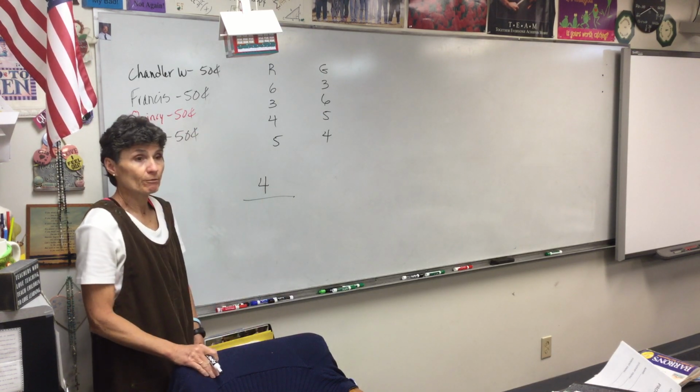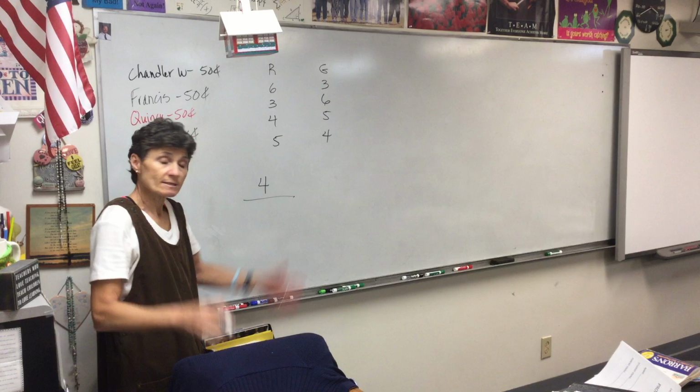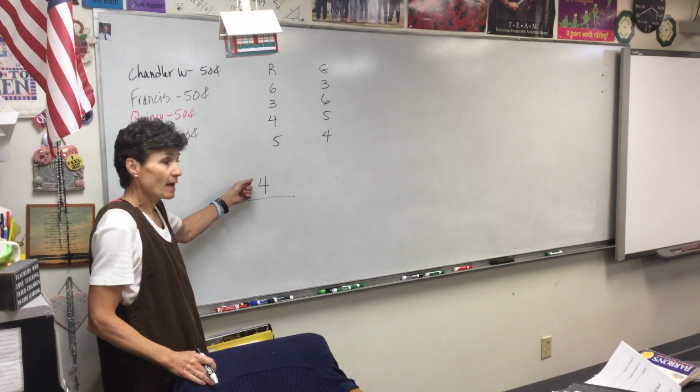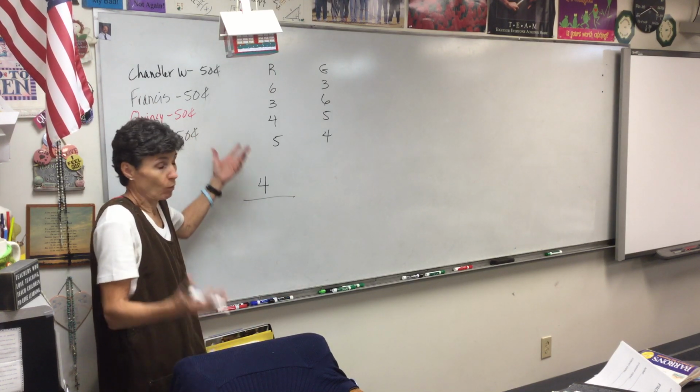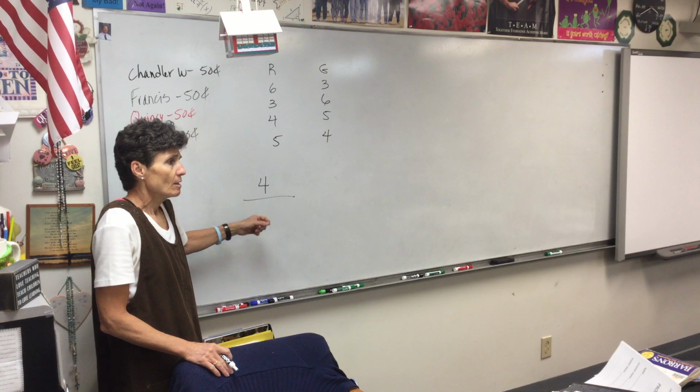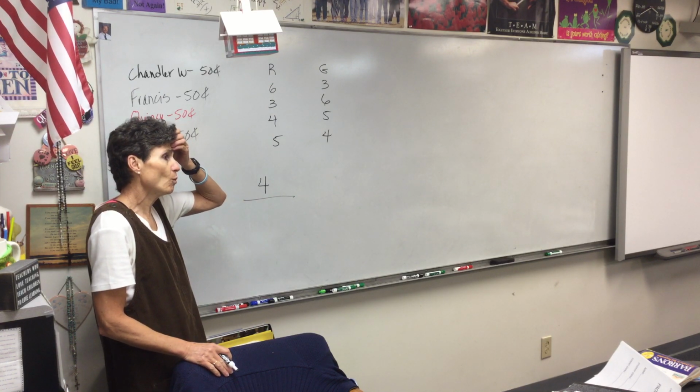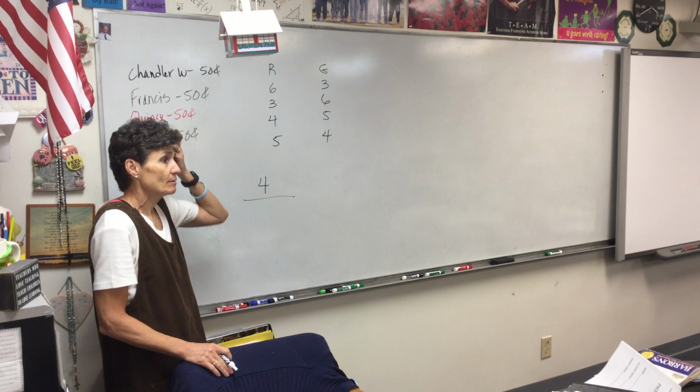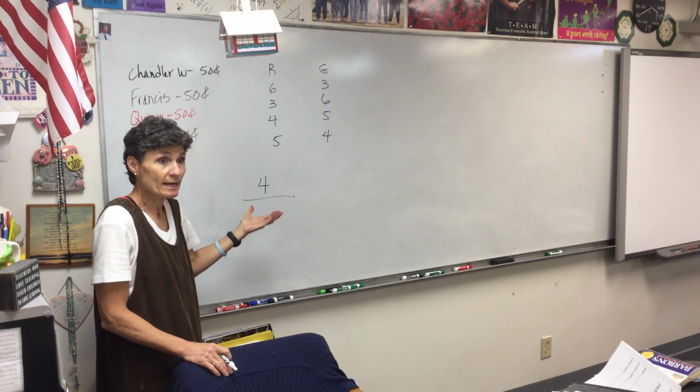Why is my numerator 4? There's 4 ways. Remember, the top is what you want. There's 4 ways I can get a 9. Now, what goes on the bottom? The total number of ways that you can roll 2 dice.